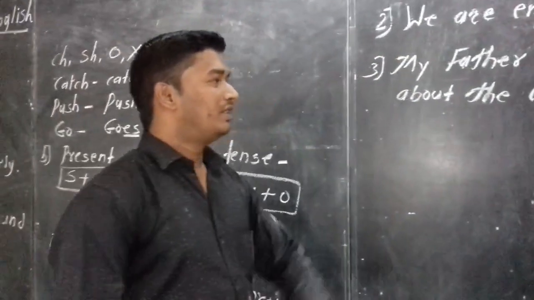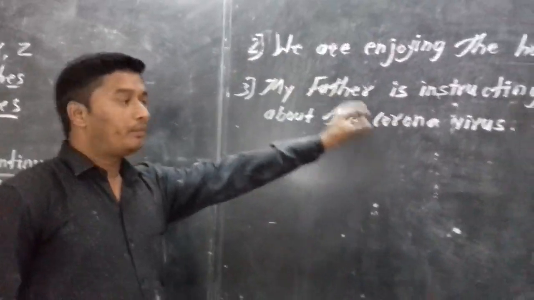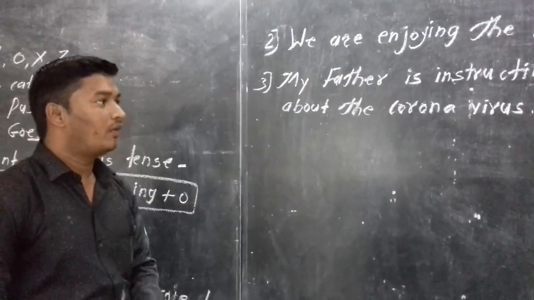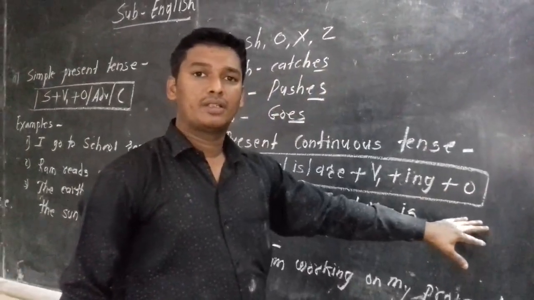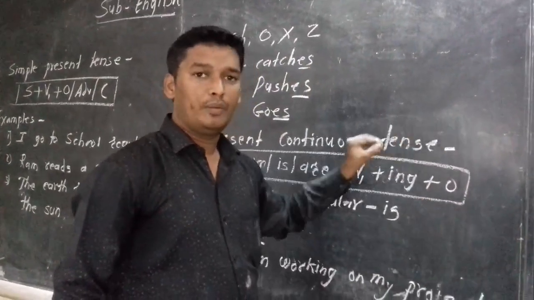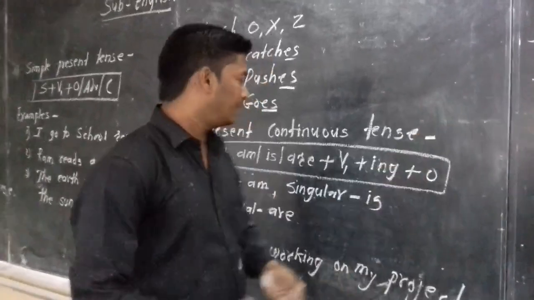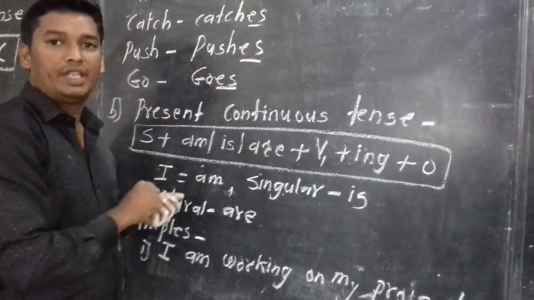Look, this is the biggest problem nowadays. So I have taken this example. My father is instructing me about the coronavirus. Look, such kinds of examples are of present continuous tense. If you put the sentence in this structure, then that example will be present continuous tense. Okay.